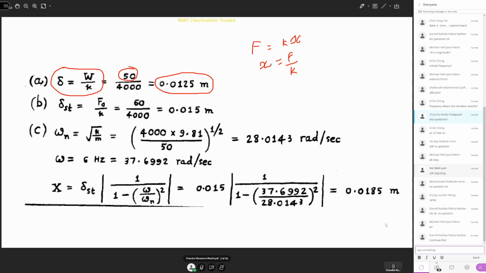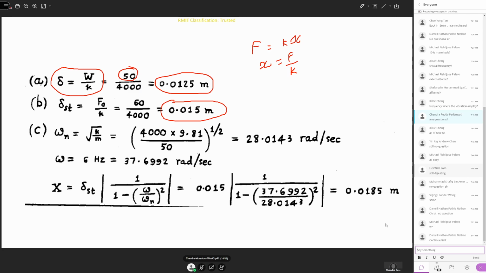Then the static deflection due to the external force, whose magnitude is 60 newtons, over the spring constant. That means the static deflection of the spring under the force is 0.015 meters. So this one is under the weight, and this one is under the external force.